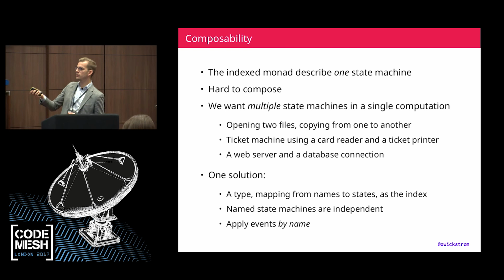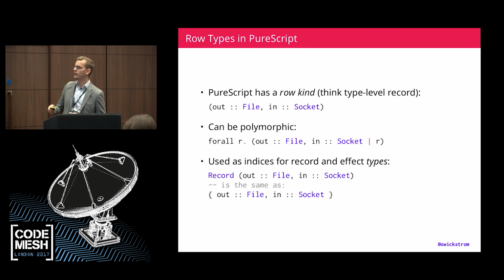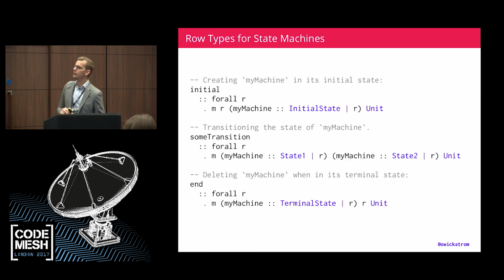So what we want to do is to have a type that maps from names to states. Then we can have many state machines going on at the same time and use that kind of mapping as the index instead. So these named state machines can be independent, and we apply the events to them by name instead. And now we come to this part where we need these row types that I explained in the wrong order. And okay, so here we say, if we have these Ms, we say that these are indexed monads.